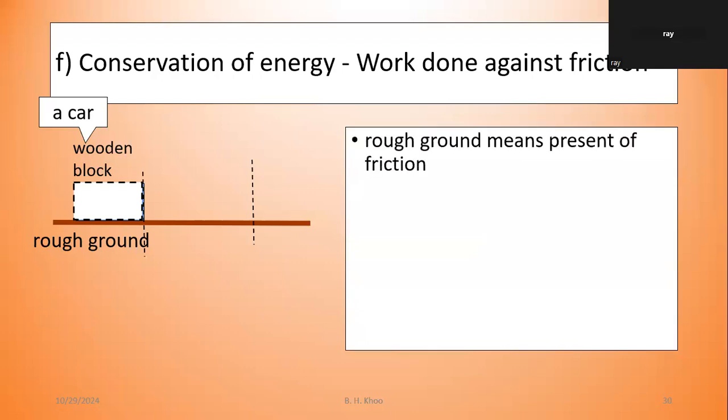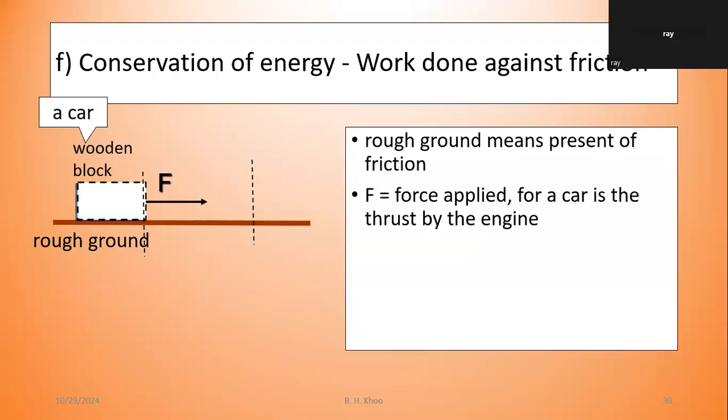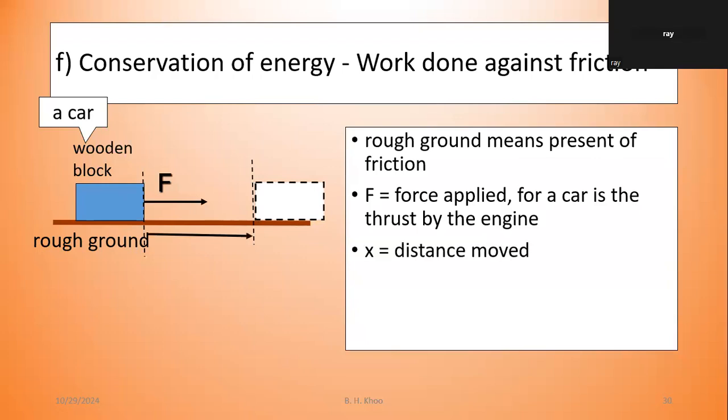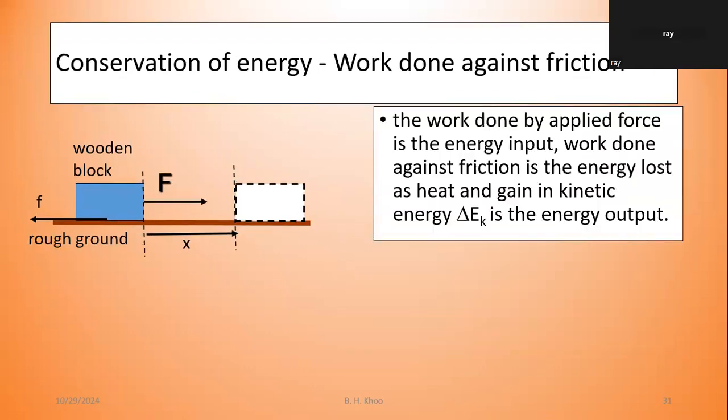I can think of a car if you don't want the block. Rough means presence of friction. Force applied. For a car, it's the thrust by the engine. x is the distance moved, or displacement. f is the friction between the block and the ground.